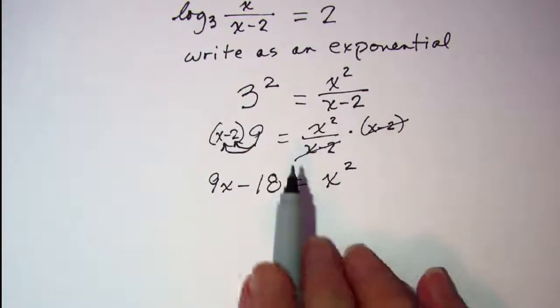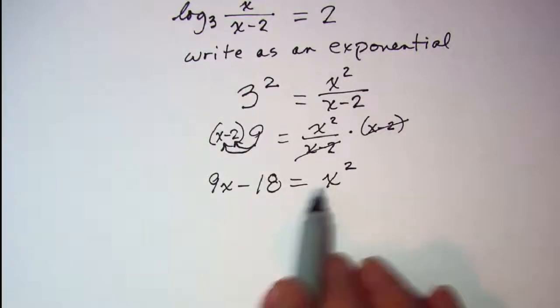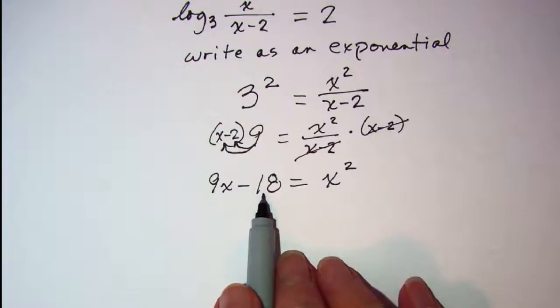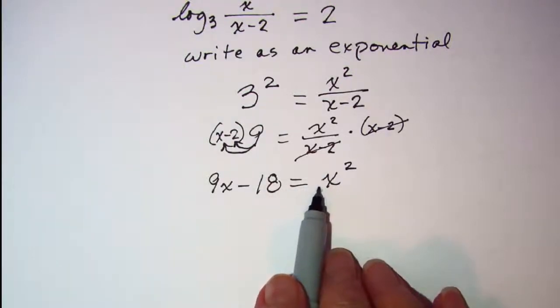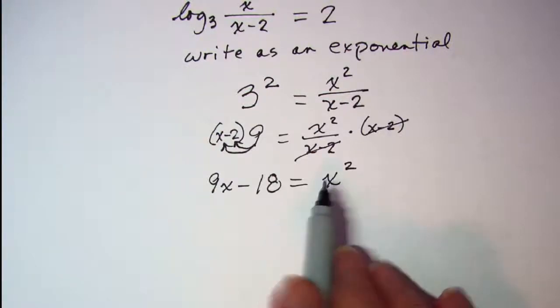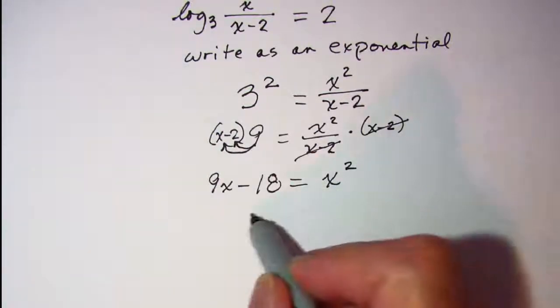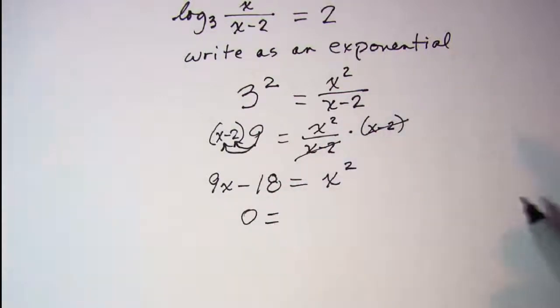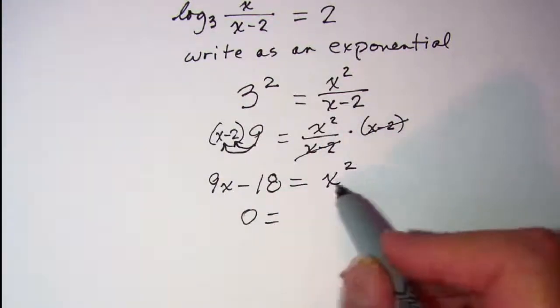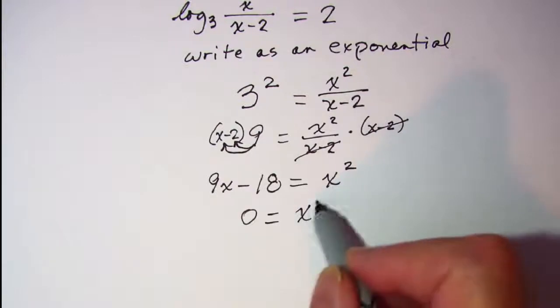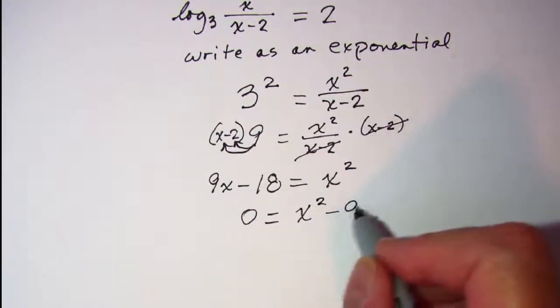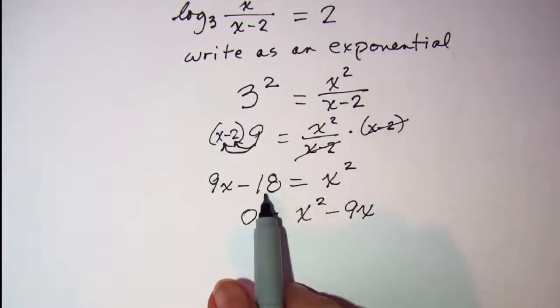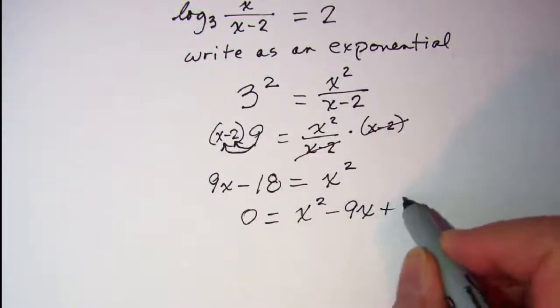Right, we have a quadratic here, so I'm going to bring these two terms to the right side because I like to keep my second degree term with a positive coefficient. So I'll have a 0 on the left side, and I already have my x squared over here. I'll subtract 9x from both sides, and then add 18 to both sides.